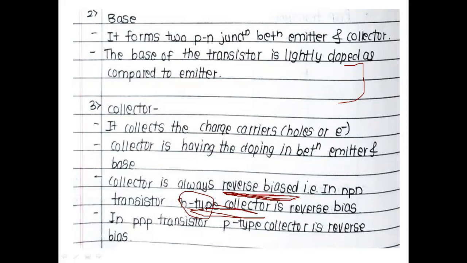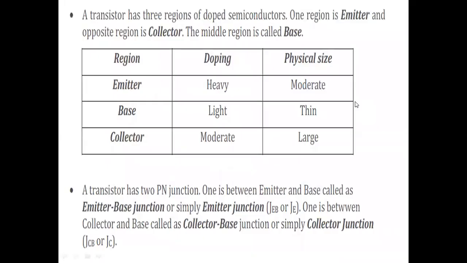In a PNP transistor, the collector is connected to P type semiconductor, which is reverse biased. For P type, which supply should we connect? Negative. We have to connect the negative supply here. So these are the three types of layers, and we have done the comparison here.